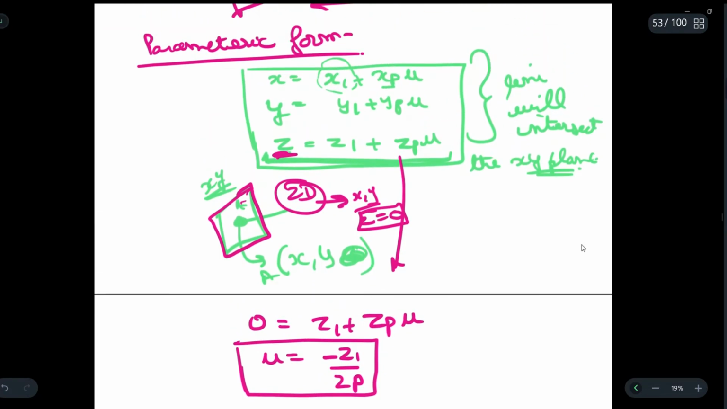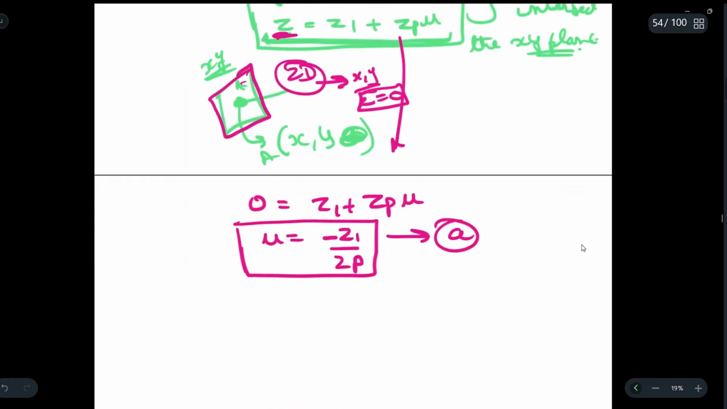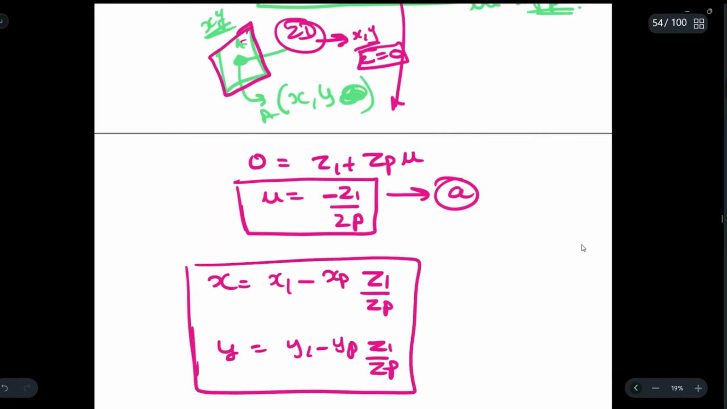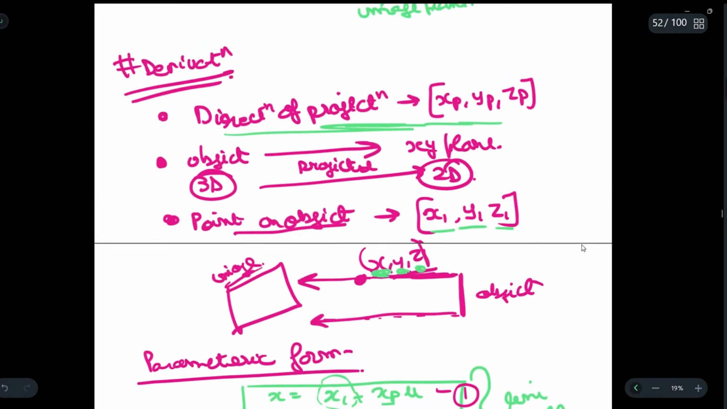Now we will be putting the value of u in equation 1 and equation 2. On doing so, you will get the value of x as x1 minus xp z1 by zp, and the value of y as y1 minus yp z1 by zp. These two are the final equations that we will be using in order to solve the numericals given for parallel projection. That is where the derivation starts from.